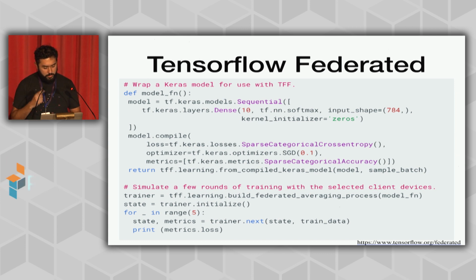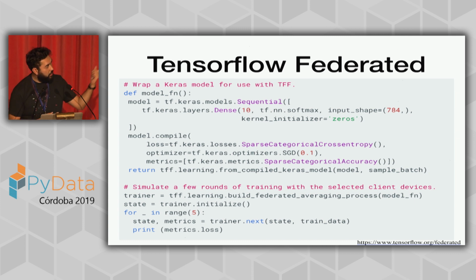Then you compile the model. We use categorical cross-entropy, and we use stochastic gradient descent with a learning rate of around 0.1. And once you're done with that, we can simulate what will happen if we're doing federated average processing. So we'll just run the model. In this case, we're going to run it for 5 iterations. And if you look at the results, you will see that the loss is decreasing, no matter who is going to communicate with you. And in some ways, it's working.